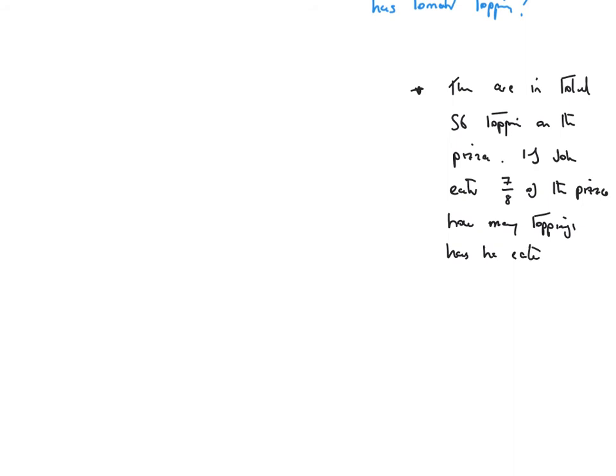Okay, so the full thing's got 56, he's eaten 7/8 of that, so that's 7/8 of 56. So what do you do here with fractions again? You divide by the bottom and then multiply by the top. 56 divided by 8 gives me 7, and then you multiply by the top, 7 times 7 is 49 toppings.